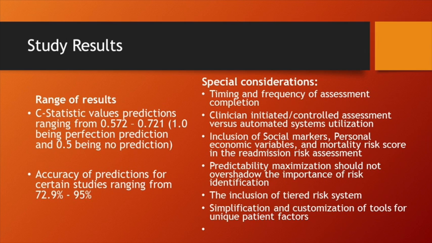Findings from my 10 articles showed that improvements for readmission rates were possible with the implementation of a specific heart failure readmission risk assessment. Many of the scores were C-statistics scores, and they valued up to 0.721, with 1 being a perfect prediction for some studies, and accuracy predictions of 32.9 to 95% of patients in others. So there was definitely some variability in those.